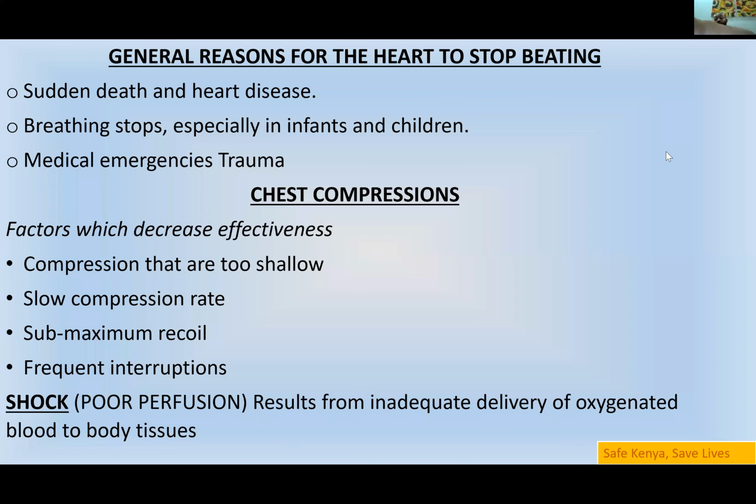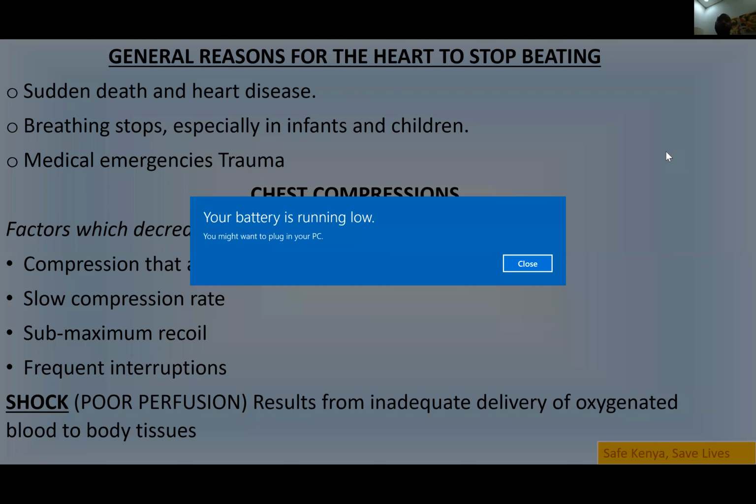And then we're going to talk about shock. Shock is poor perfusion, resulting from inadequate delivery of oxygenated blood to the body tissues. There are different types of shock: cardiogenic shock, neurogenic shock, hypovolemic shock. It's a bunch of different shocks that we go through. We have different phases of shock. For us, what we worry about right now is compensated, decompensated, and irreversible shock, and hypovolemic shock. Those are what we can treat right now in the field.